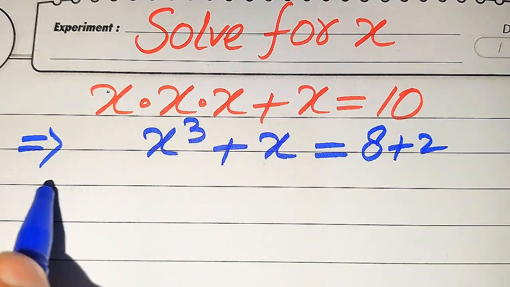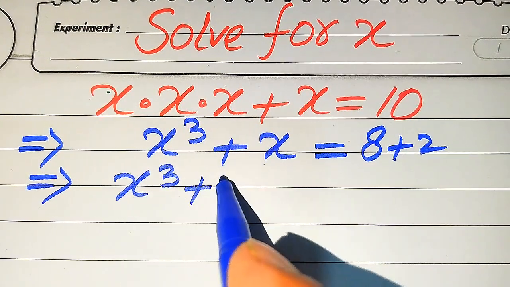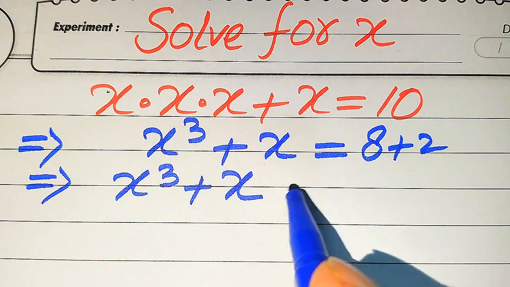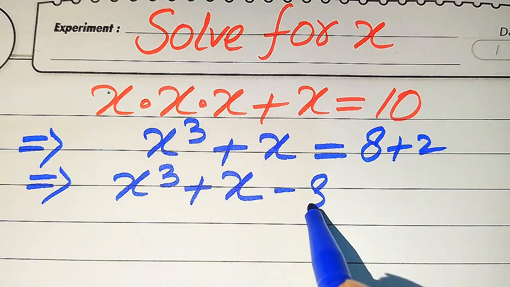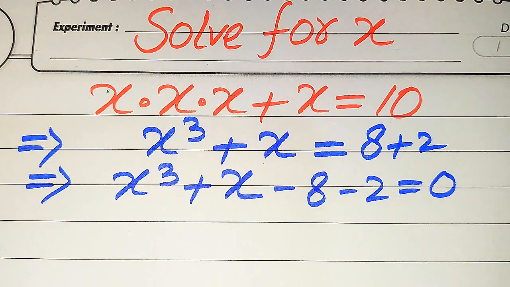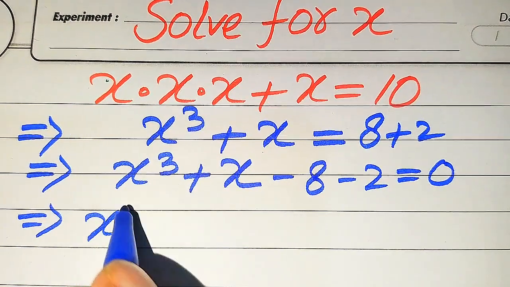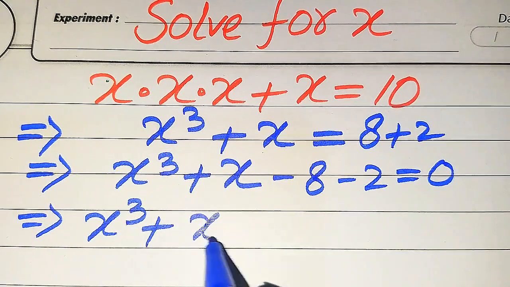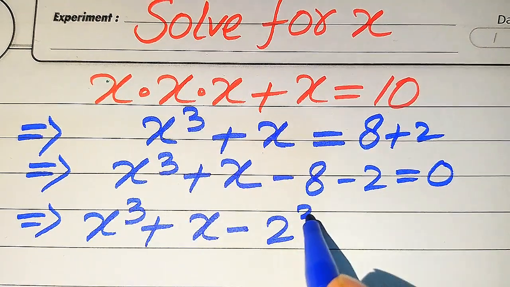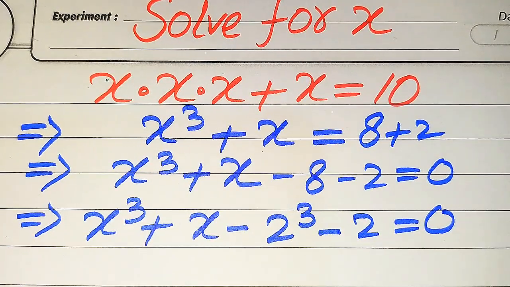And now in the next step we have x cubed plus x, and here we move these two terms to the left hand side. So this plus 8 becomes minus 8, this plus 2 becomes minus 2, and the whole equation is equal to 0. And now in the next step we have x cubed plus x minus, here we write this 8 as 2 cubed, and minus 2 is equal to 0.